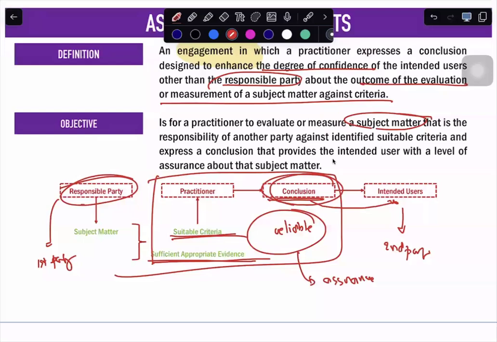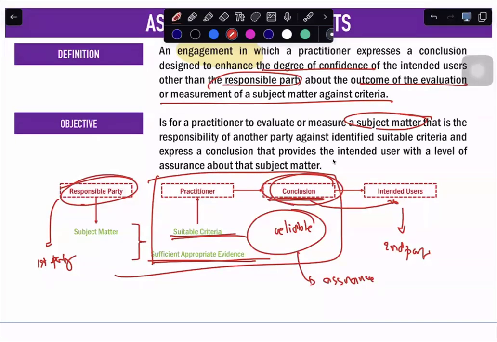Now, we look into the possible criteria to check whether the report is within a particular standard. Now, to determine whether the subject matter is within a degree of correspondence over that criteria, the practitioner gathers sufficient appropriate evidence. Out of that sufficient appropriate evidence, it can now create a conclusion. And that conclusion, together with the subject matter, will be used by the intended users.